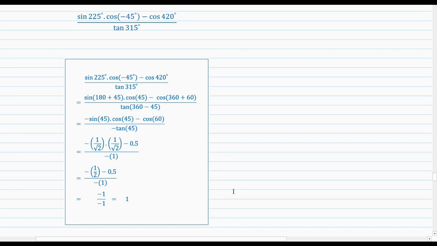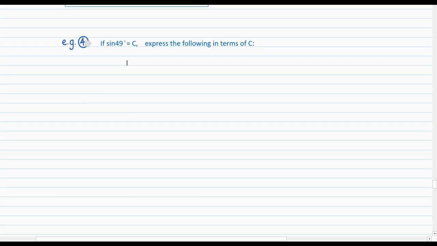Let's look at another example. If sine 49 is equal to c, express the following in terms of c. First part says sine 131. First thing to do with these sort of questions is relate to the quadrant rules, so that you can rewrite it in terms of something simpler.